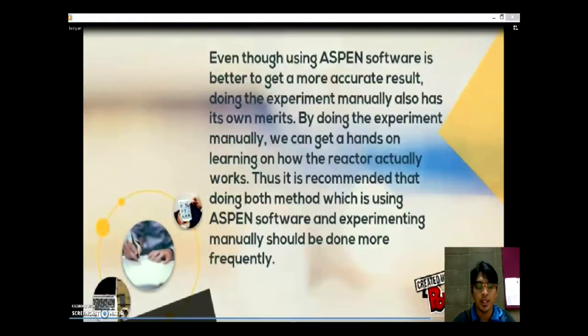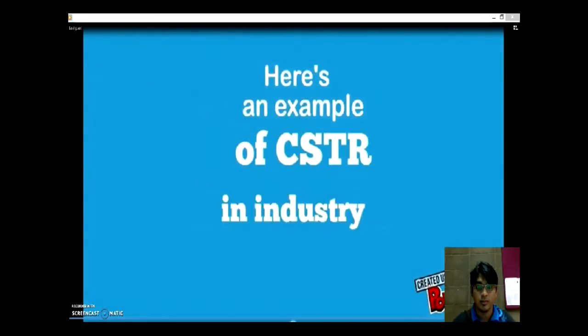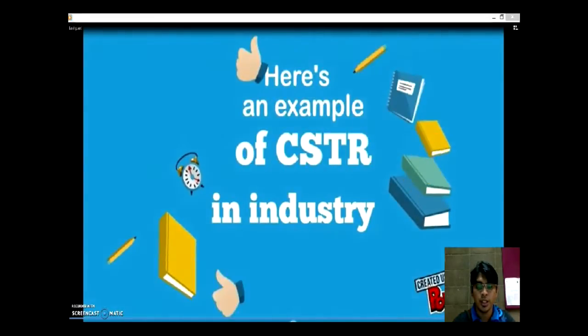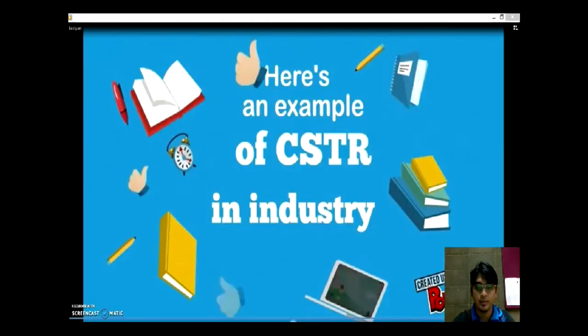Okay, I think that is all for the completion of this CSTR experiment and the experiment software. Next we will see how CSTR actually works in industry. This is how it works in industry.